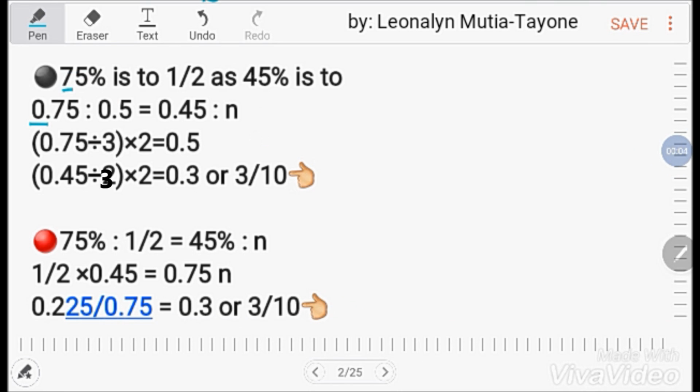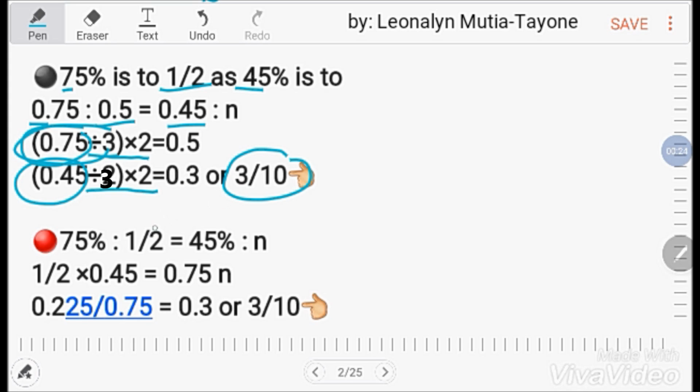75%, kinonvert ko lang ng decimal. Itong 45% sa decimal at saka si fraction 1/2 decimal din. Tapos, nag-divide ako. Ganun din ang ginawa ko kanina. Divide 3 tapos times 2. Kung anong ginawa ko sa 75, ganun din ang ginawa ko sa 45. So, ang answer is 3/10.